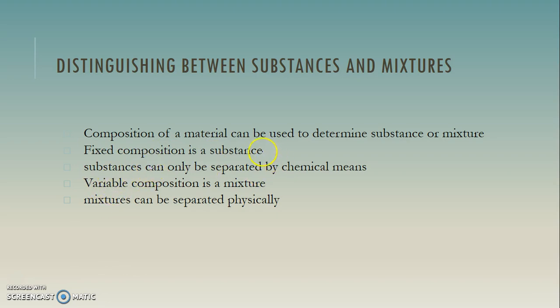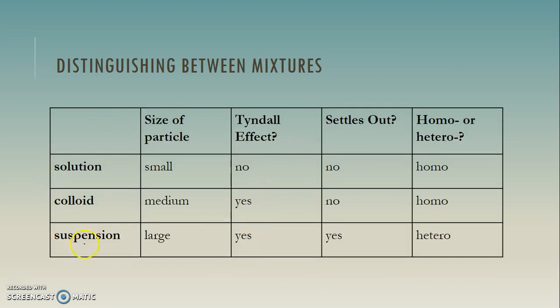If you could pick the parts apart with your fingers, or you could pour it through a filter, or you could distill it, then you've got something that's a mixture, because those are physical separations. If there's no possible way for you to separate it except to do some chemical magic, then you're talking about a substance. Now, I made this little chart too to kind of recap the different types of mixtures.